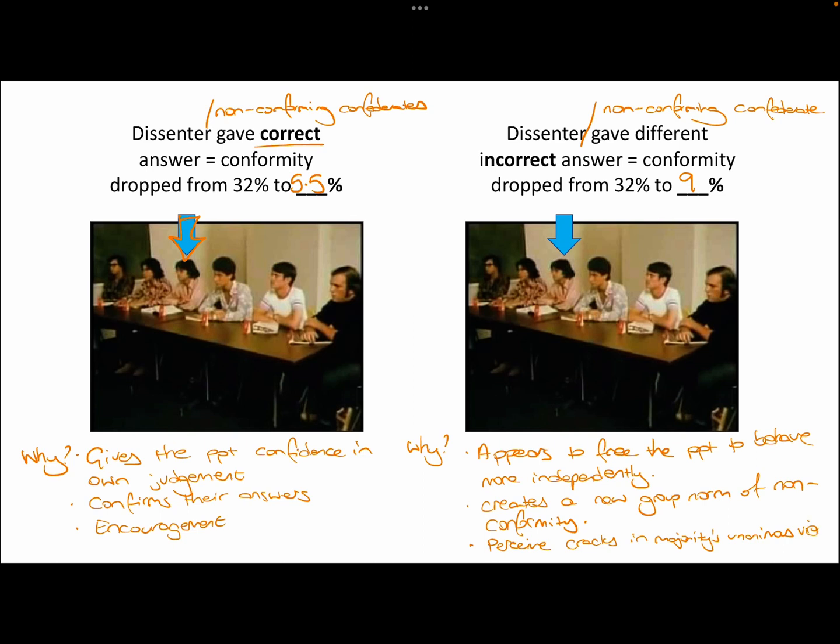So even when that Confederate gives a different answer, an incorrect answer, the fact that they have given a different answer to the group tells the participant that it's okay to go against the group. It's okay to not conform. It's okay to behave independently. And it creates this new culture or this new norm that dissenting or non-conformity is acceptable.